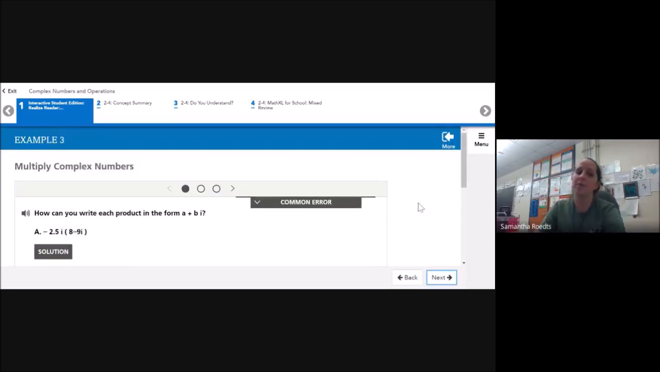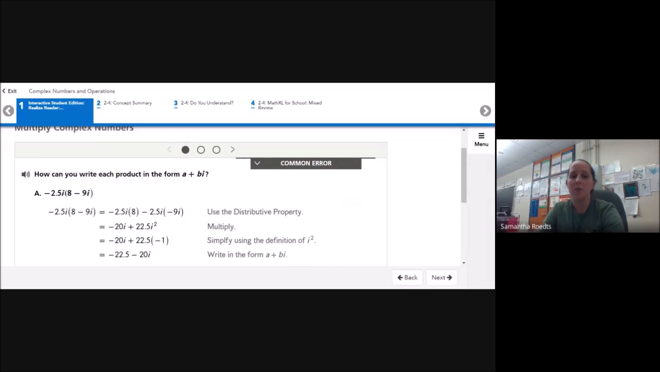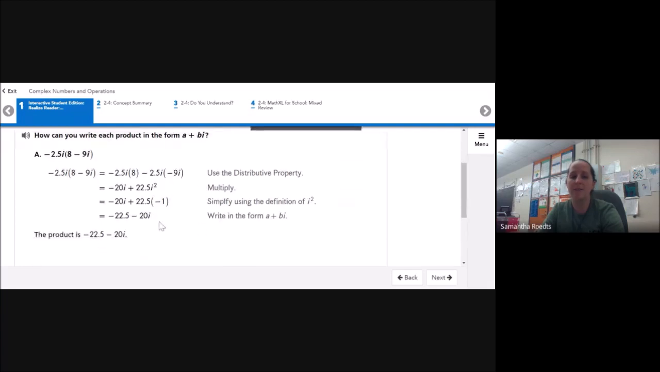All right, example number 3, when I'm multiplying complex numbers. So how can you write each product in the form a plus bi? So I have negative 2.5i times 8 minus 9i. Now all you're going to do here is take what's on the outside of the parentheses and multiply and distribute on the inside. So negative 2.5i times 8 minus negative 2.5i times negative 9i.